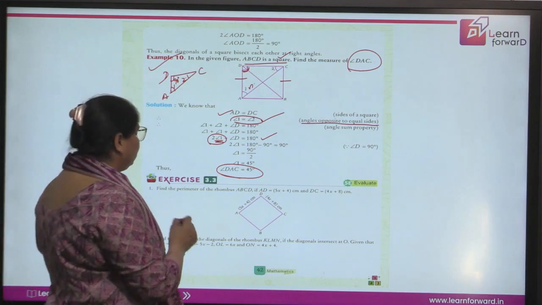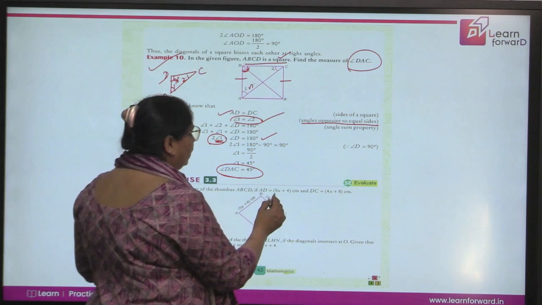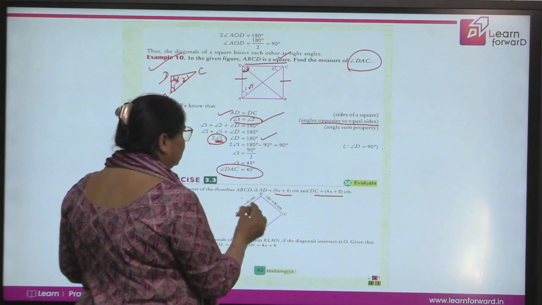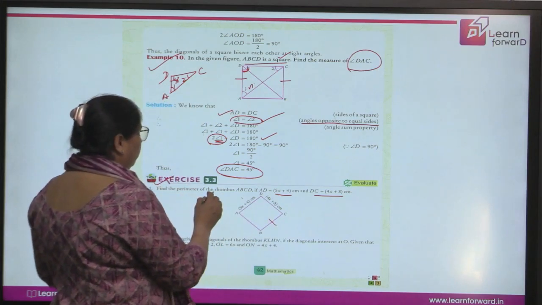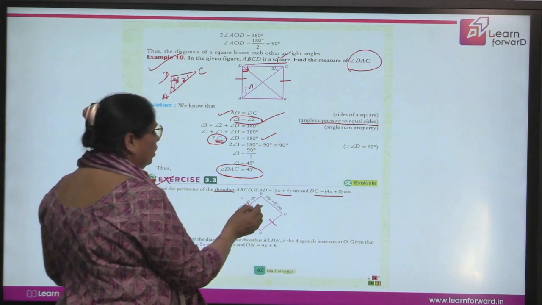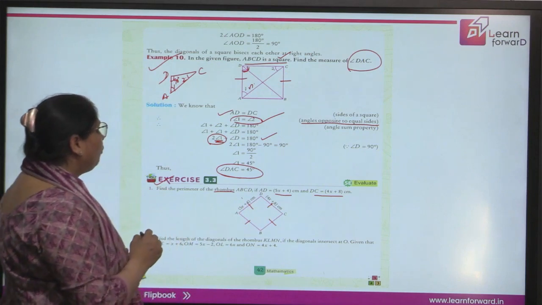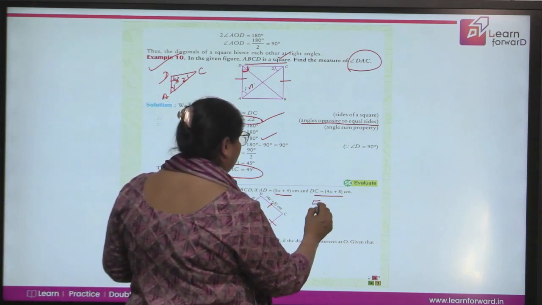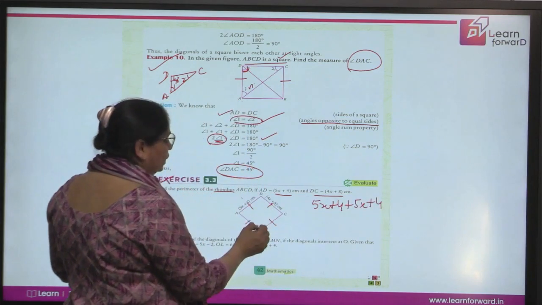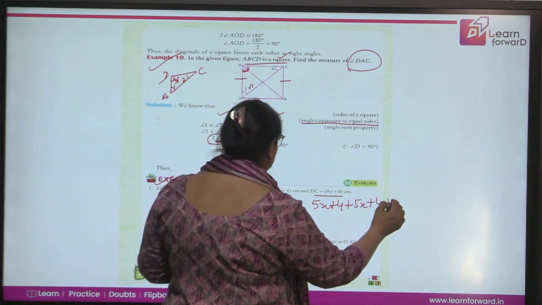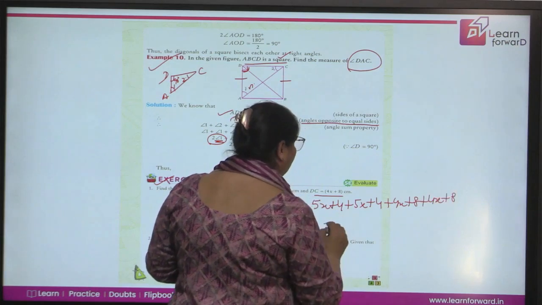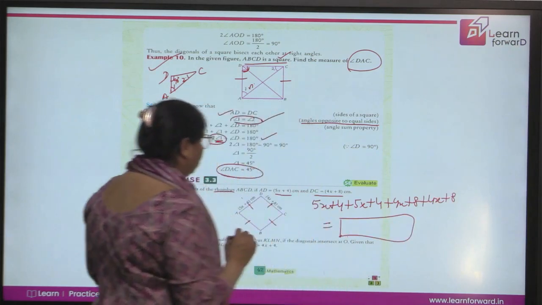Now this is an exercise for you. 5x plus 4 is the side AD, and CD is 4x plus 8. This side is equal to this side because it is a rhombus, and this side will be equal to this side. All four sides are equal in a rhombus. So 5x plus 4 plus 5x plus 4 is for AD and BC, and 4x plus 8 plus 4x plus 8 for the other sides. The perimeter can be found out.